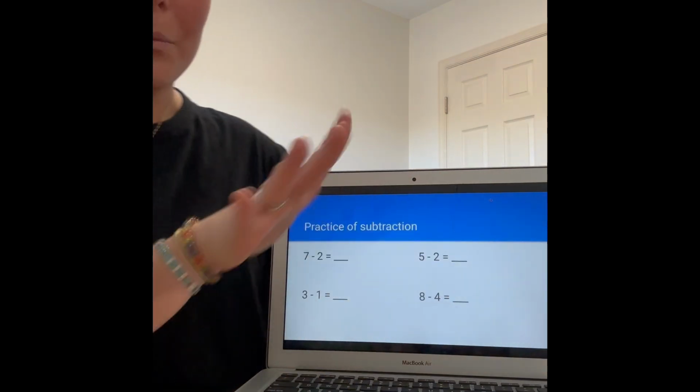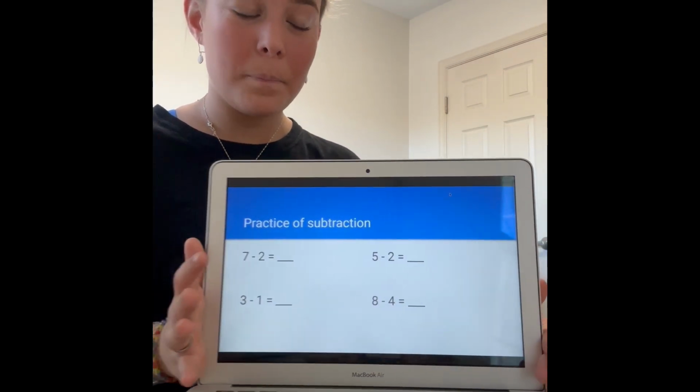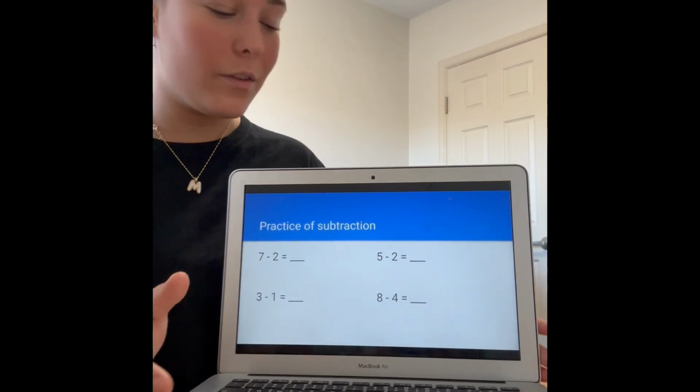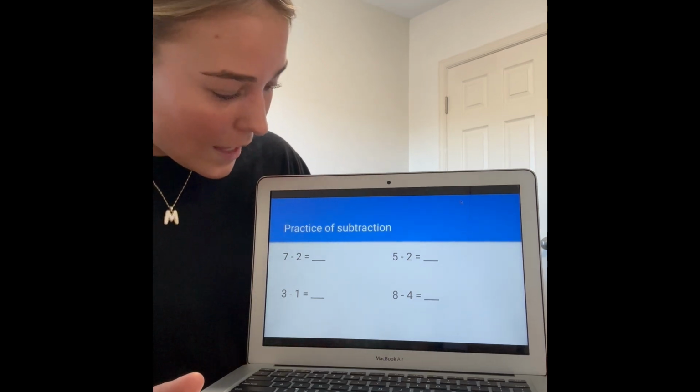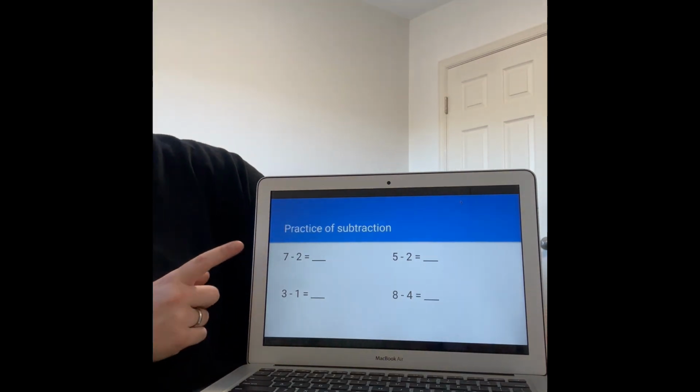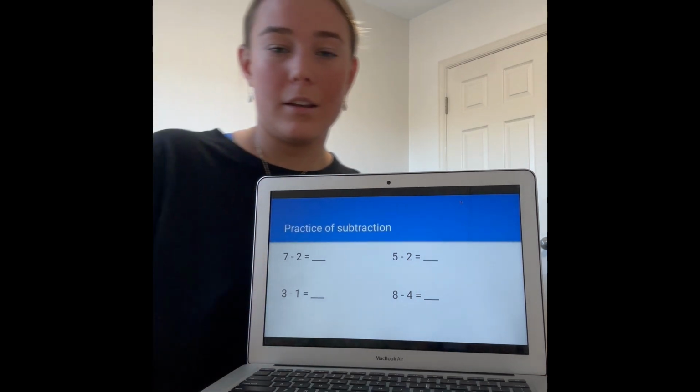All right, we're going to do the same thing, but do it with some subtraction. I want, again, other students to come up. Try to let everyone have a chance. We're going to work on 7 minus 2.